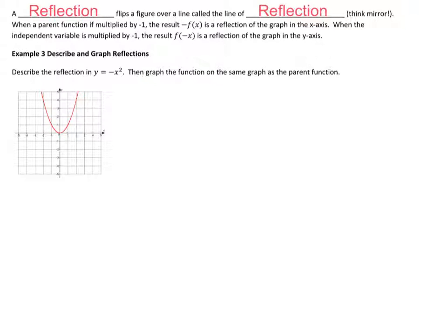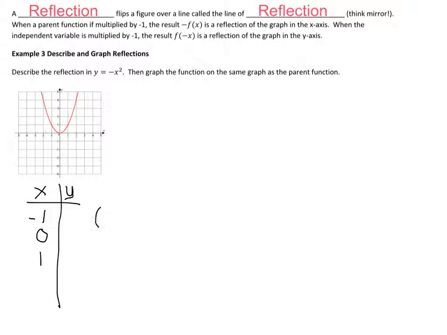In example 3, we're describing the reflection y equals -x squared. And then we're going to graph. I'm going to go ahead and graph this first using my t-chart. So if I have x, y, I can plug in several different values. I'm just going to start off with -1, 0, and 1 and see if that gives me enough information.